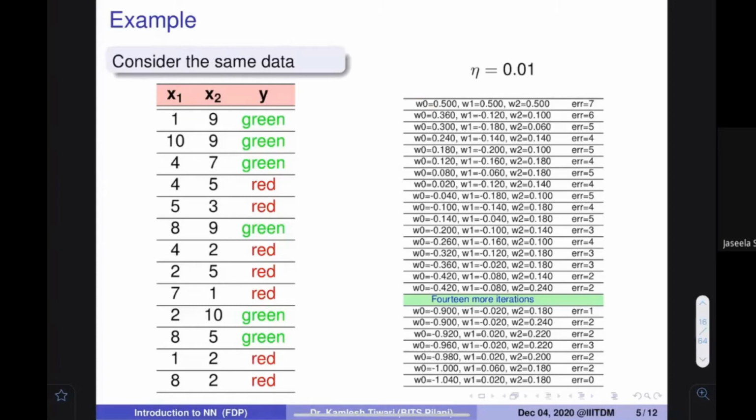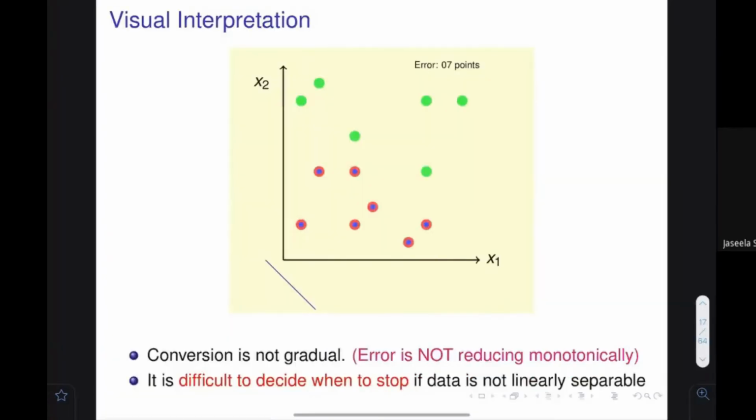So everybody see this particular line, 0.5, 0.5, 0.5. What is the equation of the line? It is 0.5 plus 0.5 x1 plus 0.5 x2 is equal to 0. I want this equation, so here I can multiply by 2. It becomes x1 plus x2 plus 1 is equal to 0. So this is the equation of the line. It is shown over here.